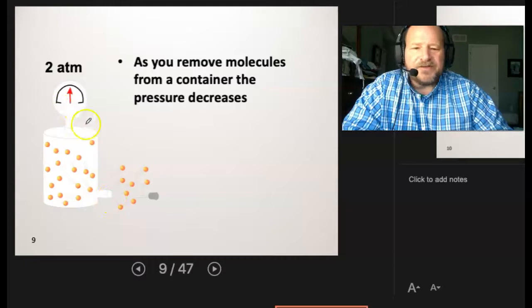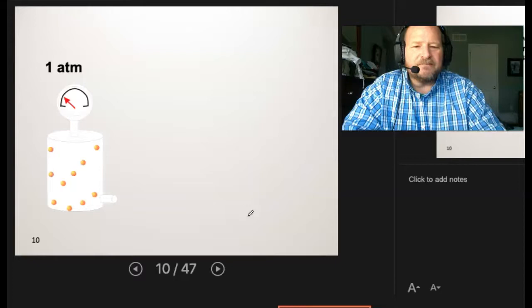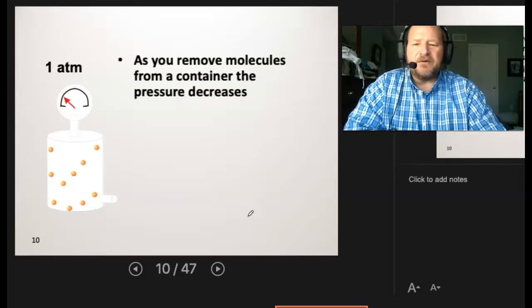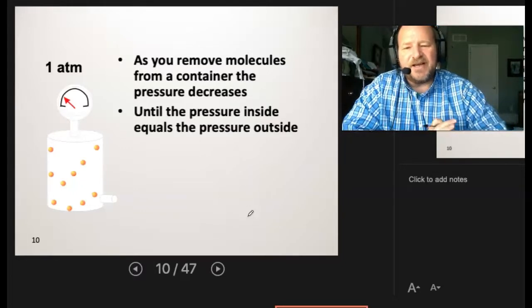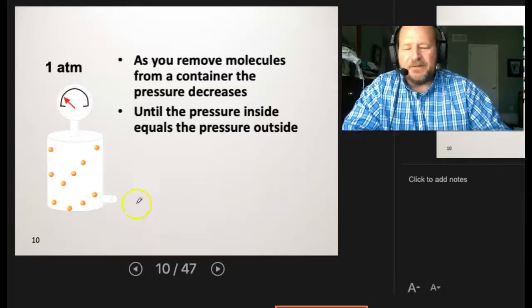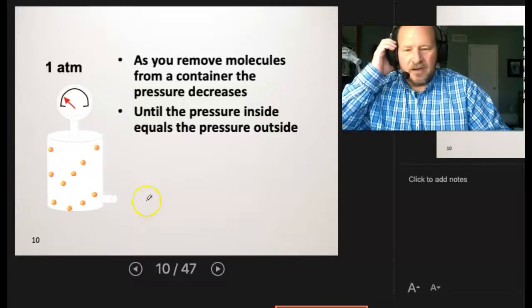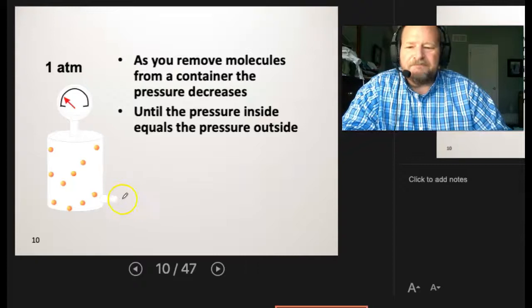Now, how low will this thing go? That's the real key. So will it go down to 1 atmosphere, or will it keep going? Will it go lower? Will it go all the way down to 0? What happens? Well, as I remove molecules, the pressure is going to decrease until the pressure inside that canister equals the pressure outside of that canister. So if it was 1 atmosphere here, like here in Delaware, where I'm doing these things, we're at about sea level, which is about 1 atmosphere. So all that gas is going to come out to 1 atmosphere.